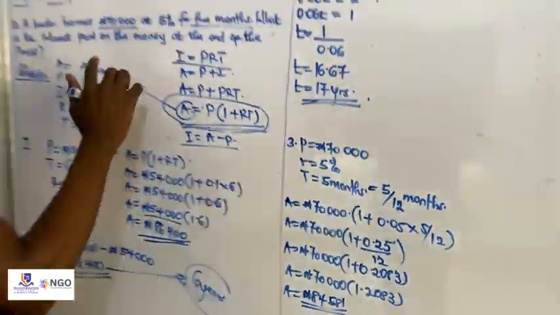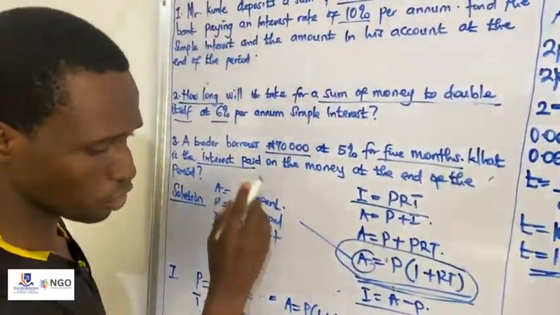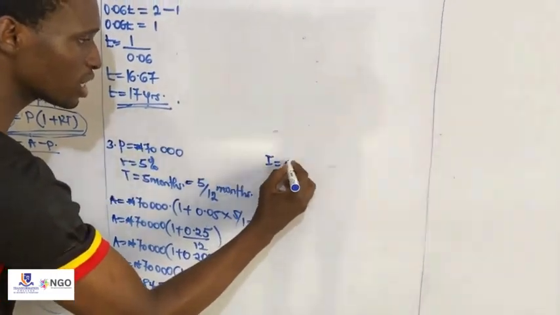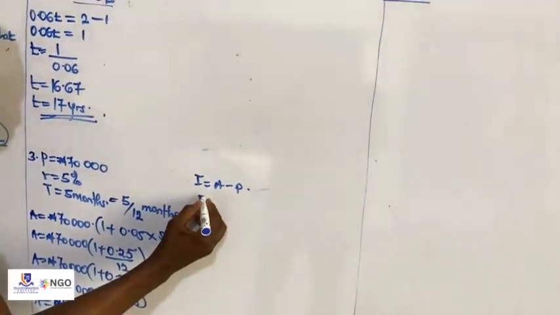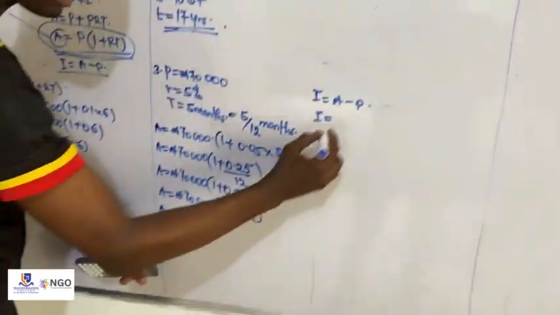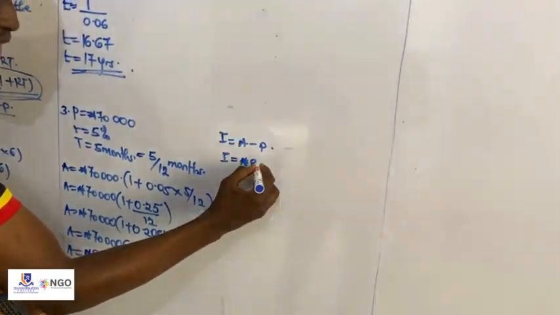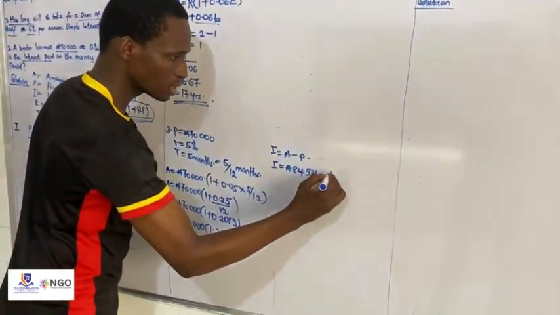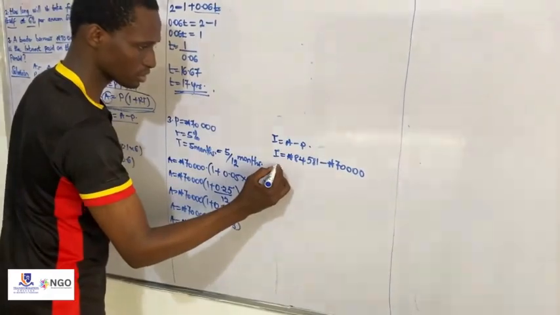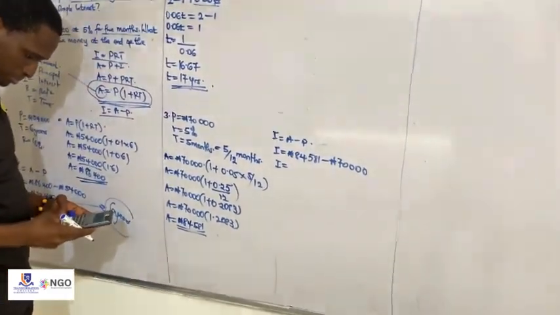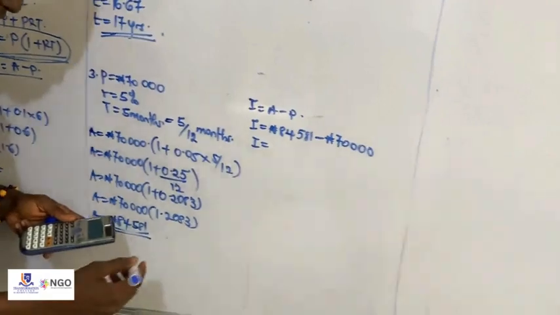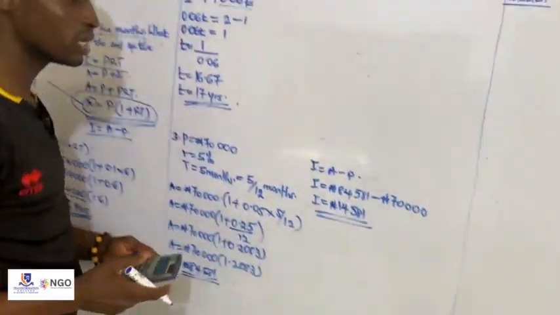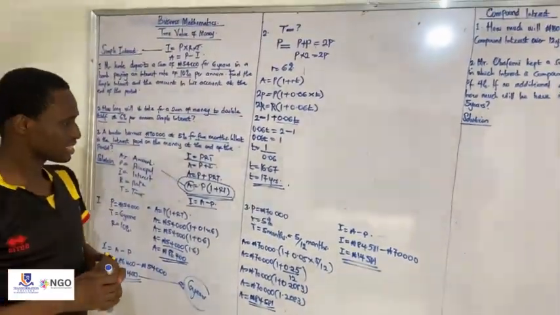That will give us 84,581. But remember, we are calculating the interest. What we have calculated here is the amount. So what will be our interest? Interest is amount minus principal. So interest is 84,581 minus 70,000, which will give us 14,581.